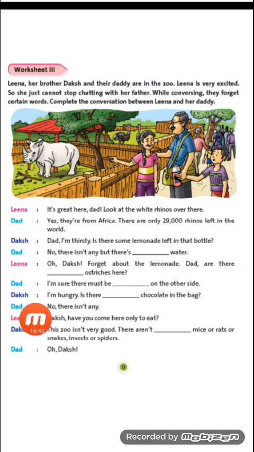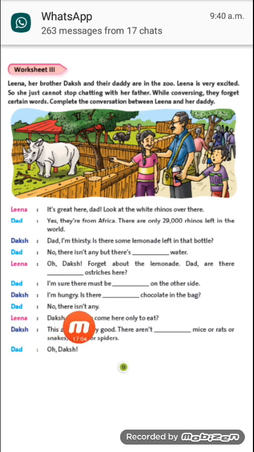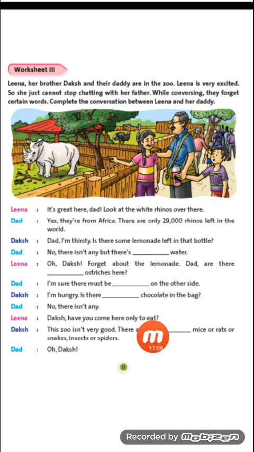Ducks is Lina's brother. So I'm hungry. Is there some chocolate in the bag? So here we will use some, because again she is expecting that there might be some. If we use any, then it will mean that there is nothing in the bag. So I'm hungry. Is there some chocolate in the bag? Now dad says, no, there isn't any. Lina says, ducks, have you come here only to eat?